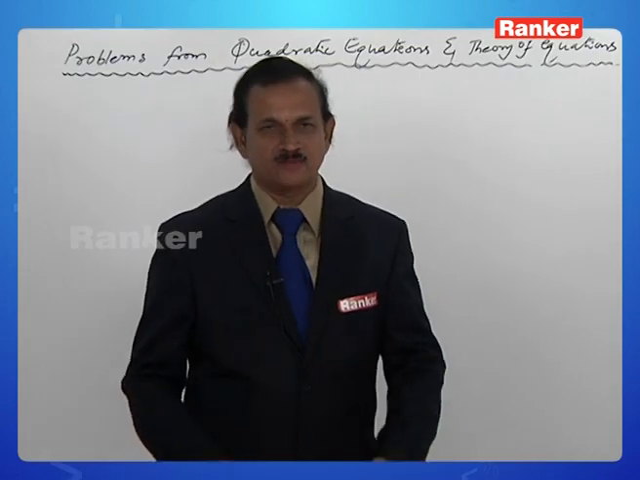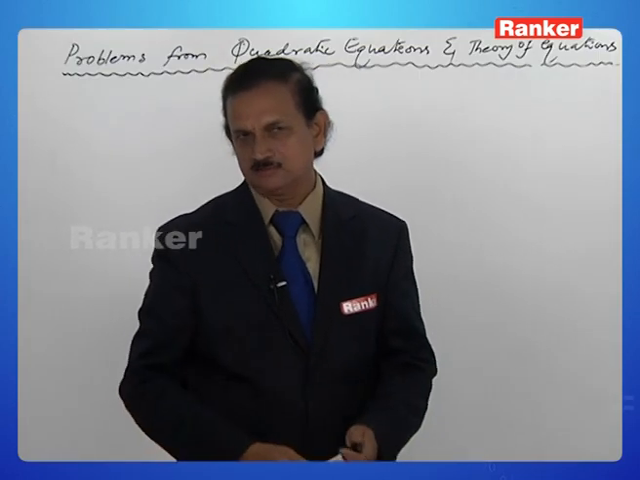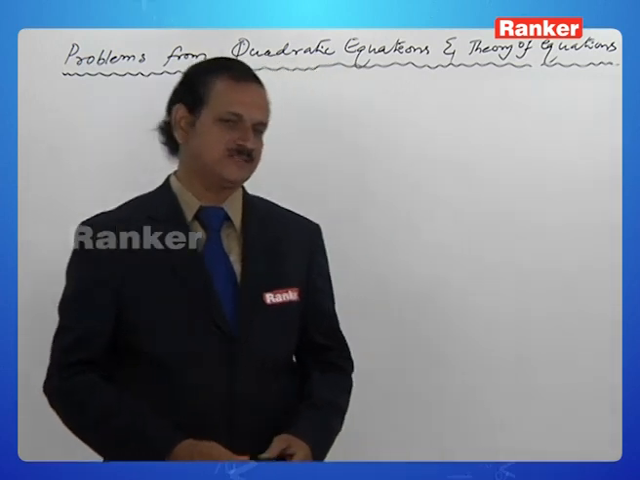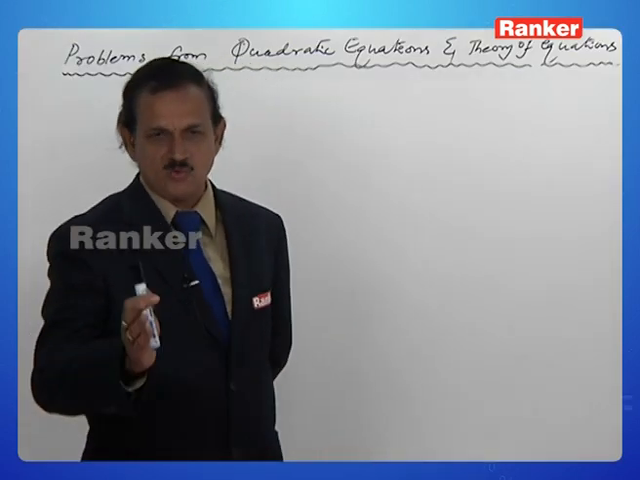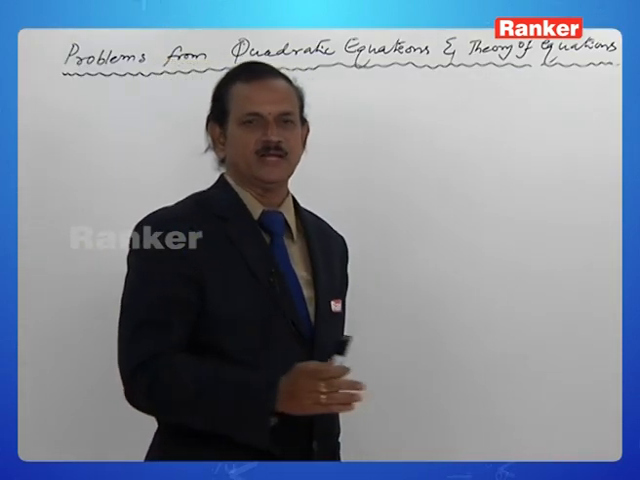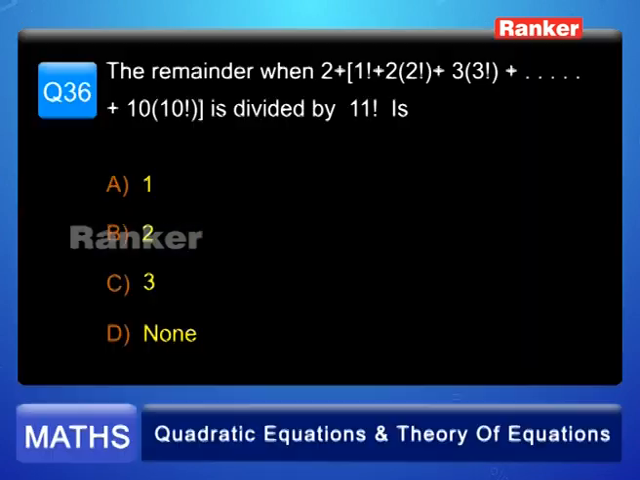We now look at the next question, that is question number 36. He is asking us to find the remainder when 2 plus 1 factorial plus 2 into 2 factorial plus 3 into 3 factorial plus etc. 10 into 10 factorial is divided by 11 factorial. The remainder when the so-called big number has been divided by 11 factorial: option A is 1, option B is 2, option C is 3, option D is none.